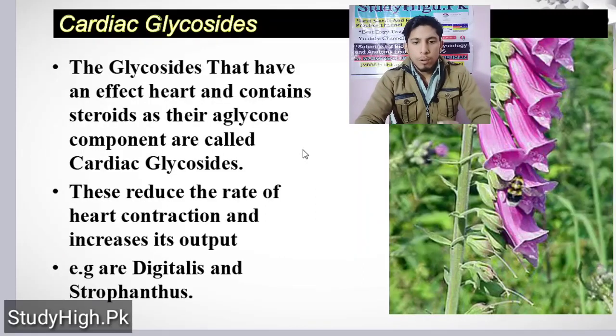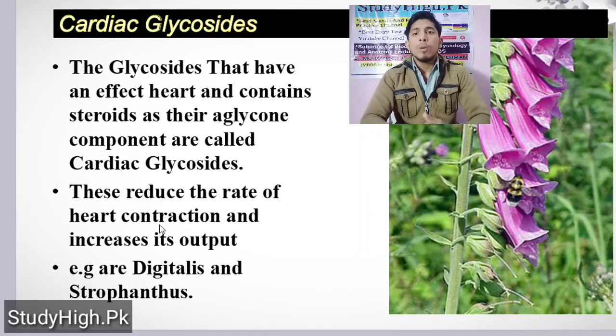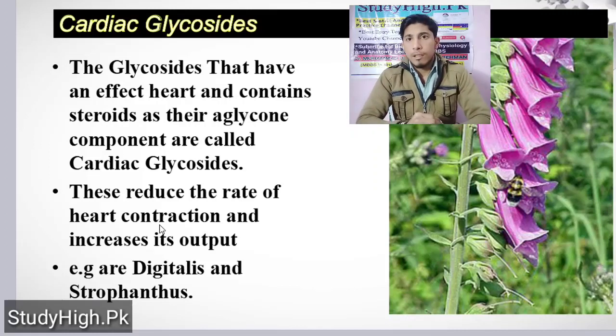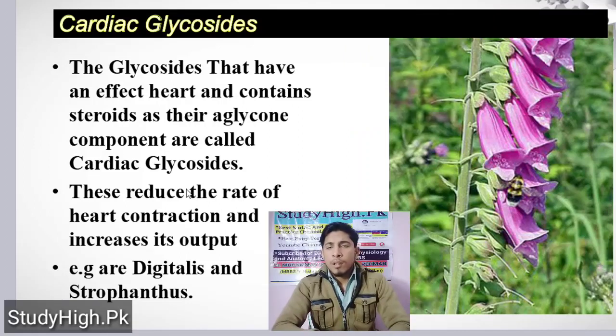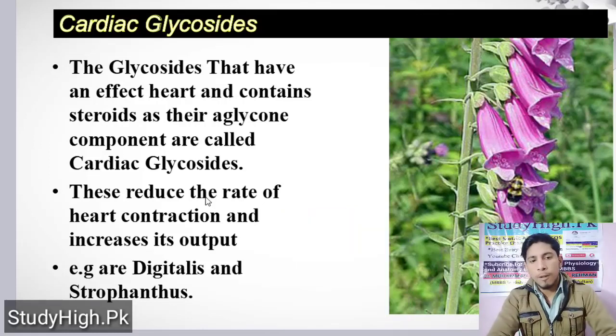Now I am going to show you another thing: how they affect the human heart. They reduce the human heart rate and increase its output. They inhibit the sodium ATPase pump, especially strophanthus. Digitalis, this is an example, a picture of digitalis which contains digitoxin that can have an impact on the human heart rate. They can reduce the human heart rate.